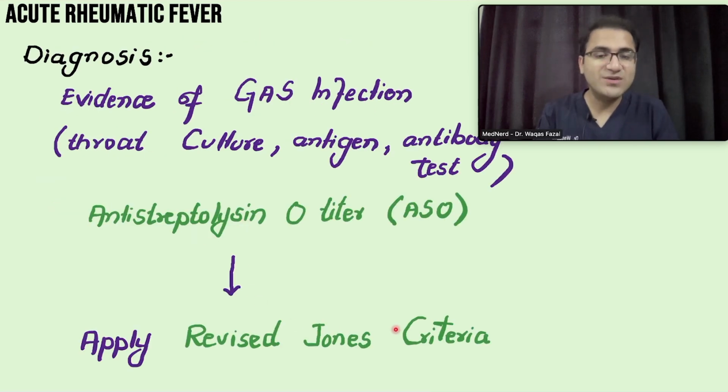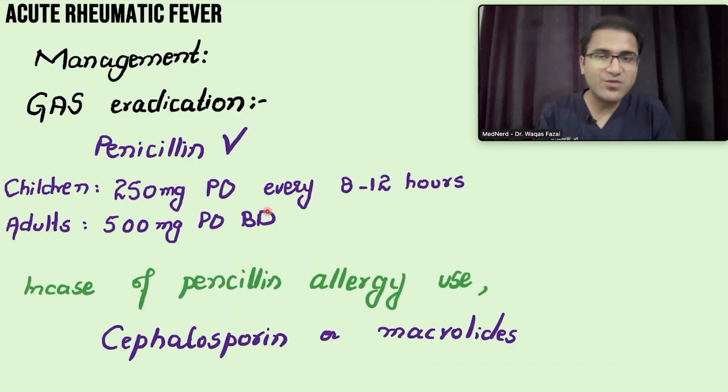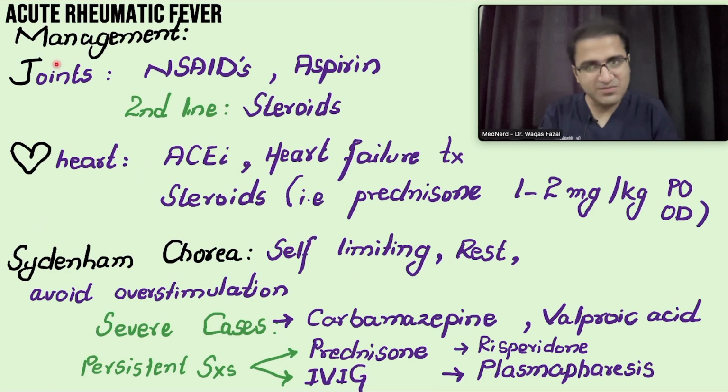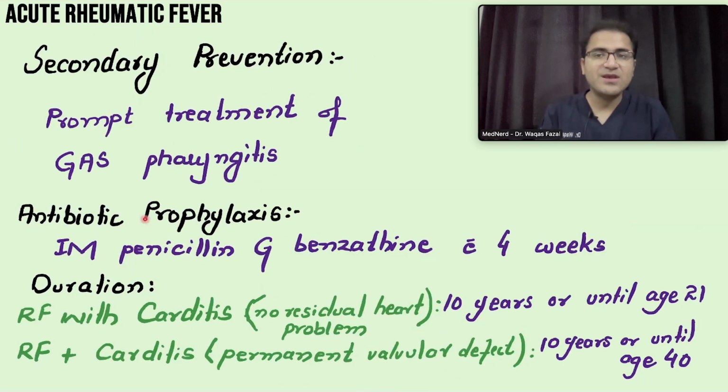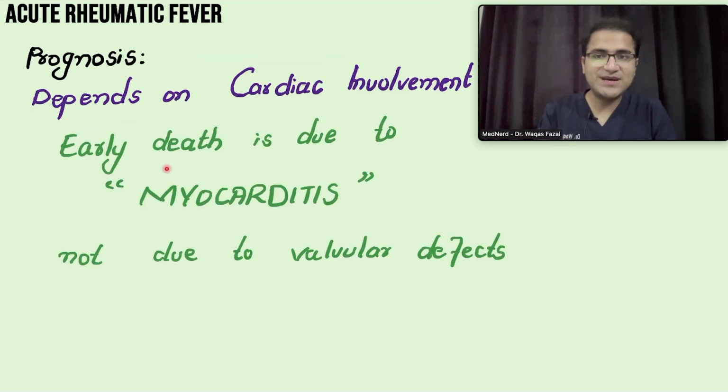Diagnosis is done with the revised Jones criteria, and you also try to find out evidence of group A strep infection. Minor criteria, major criteria, must do cardiac workup in these patients, eradicate group A strep if it is present, must treat the complications of joints, heart, Sydenham chorea, and Sydenham chorea mostly resolves within 6 weeks all by itself. Secondary prevention, antibiotic prophylaxis is needed, and the duration of antibiotic prophylaxis. Regular dental checkups should be done. Prognosis depends upon the heart involvement, pericarditis being the most serious complication.